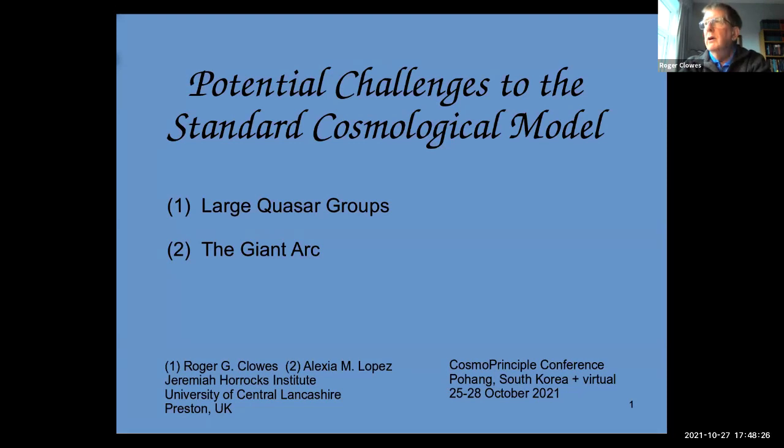So the title is Potential Challenges to the Standard Cosmological Model. Challenges does not mean contradict, it just means challenges. In the first half, I'm going to talk about large quasar groups, and Alexia is going to talk about her recent discovery of the giant arc. I should point out that Alexia is a research student and she's only about one third of the way through her PhD program at the moment.